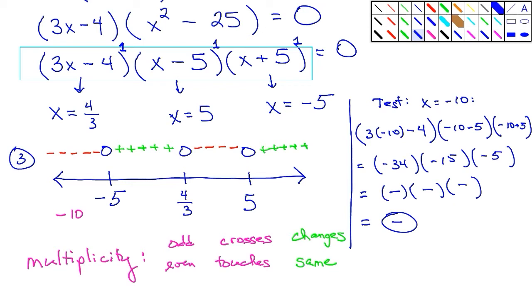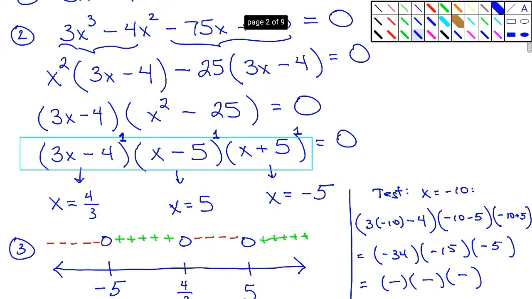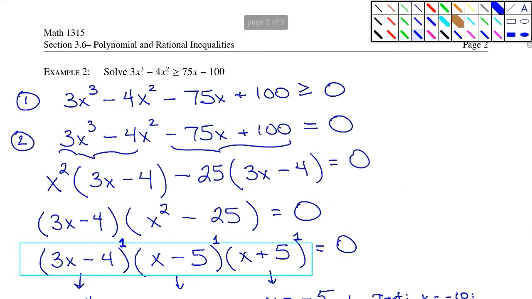Now we have to solve the original inequality. The original inequality was right here. Now don't get confused by this. This is now the polynomial that we're solving, not the original one. Because the first thing you have to do is move things over and have it compared to 0.